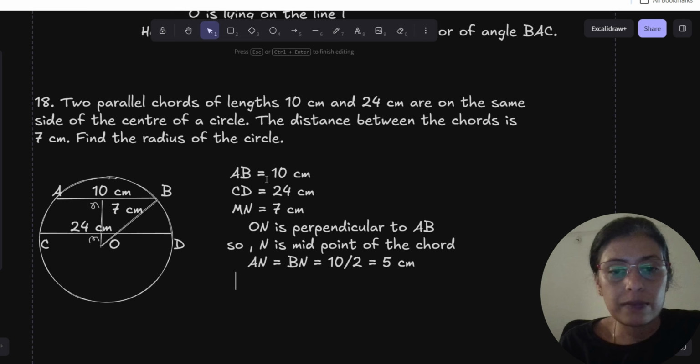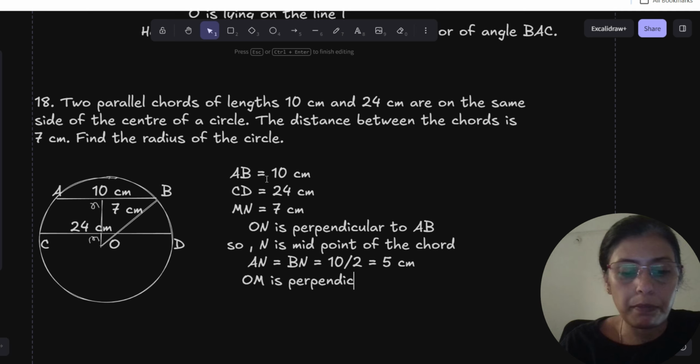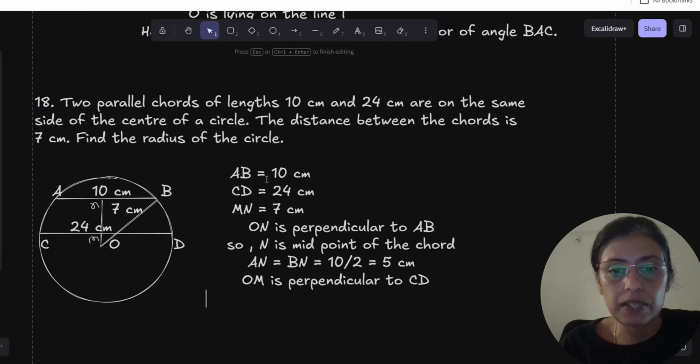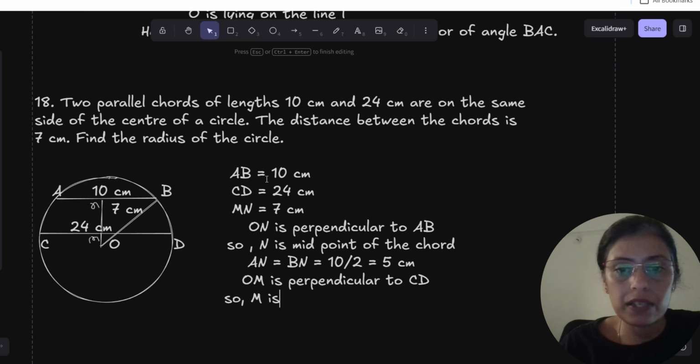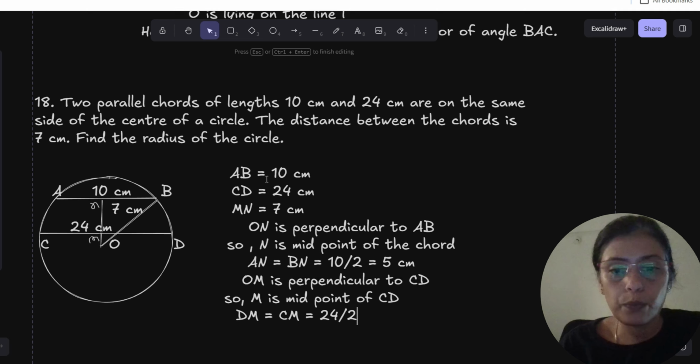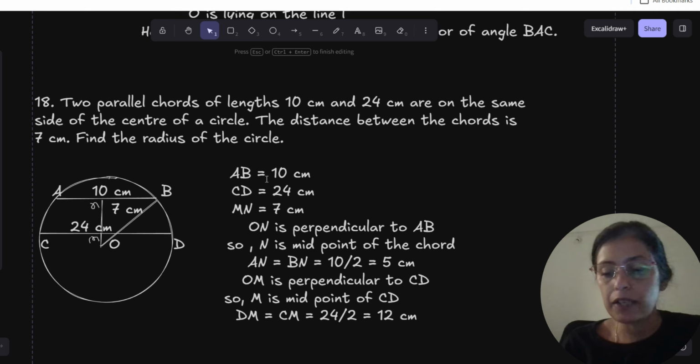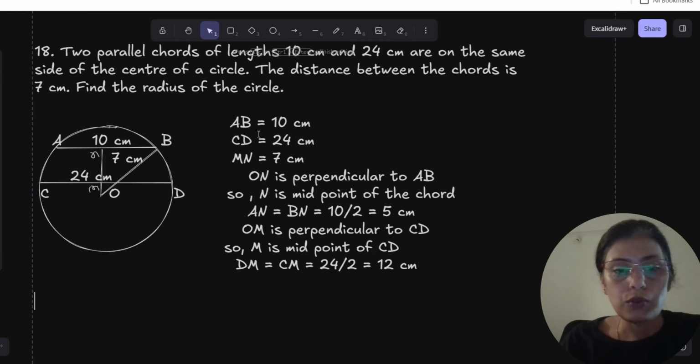Similarly, OM is perpendicular to CD. If it is perpendicular, this means M is the midpoint of CD. And in this case we can say that DM is equal to CM, which is 24 by 2, or 12 centimeter.